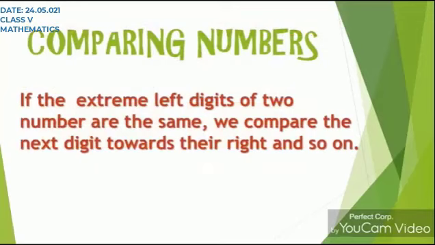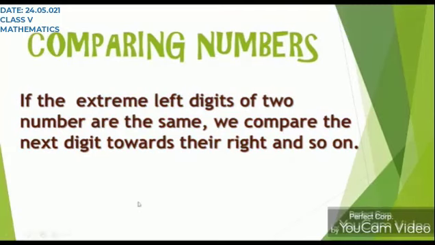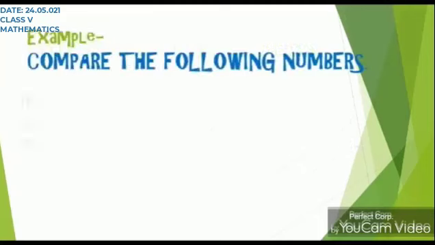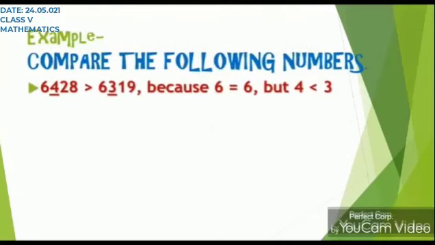If the extreme left digits of two numbers are the same, we compare the next digit towards their right and so on. Let's see some examples. Here are some numbers. The first number is 6,428. The second number is 6,319. When we compare these two numbers, we can see that both have the same number of digits, but the extreme left digit in both numbers is the same. So what should we do now? We will move towards their right.